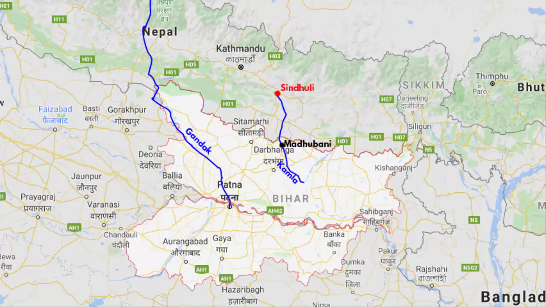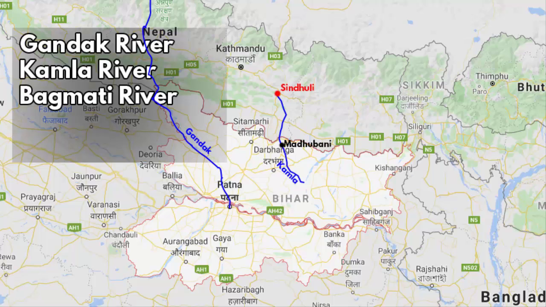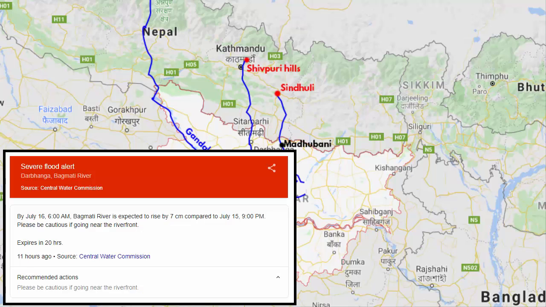Even this river is capable of flooding, and an alert has been issued by the meteorological department. The third river is Bhagmati River. The Bhagmati River originates high in the Shivpuri hills near the village of Bagdwar, some 15 kilometers north of the Kathmandu valley. It flows south and enters the state of Bihar through Sitamarhi district. The river flows south and drains into the Kosi River. Even this river is capable of flooding, and an alert has been issued by the meteorological department.